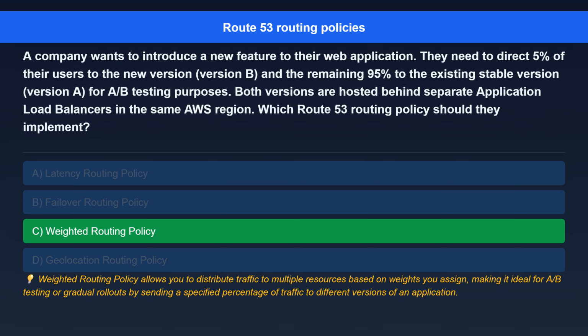The correct answer is weighted routing policy. Here's the explanation. Weighted routing policy allows you to distribute traffic to multiple resources based on weights you assign, making it ideal for A/B testing or gradual rollouts by sending a specified percentage of traffic to different versions of an application.